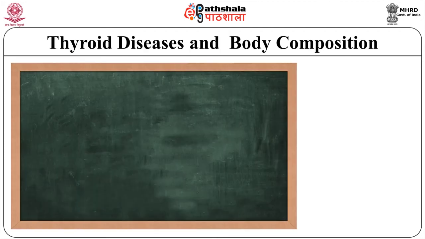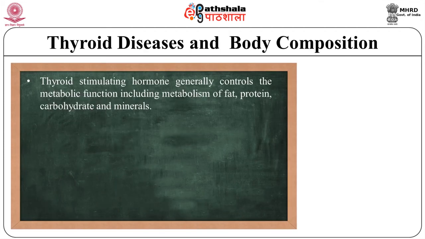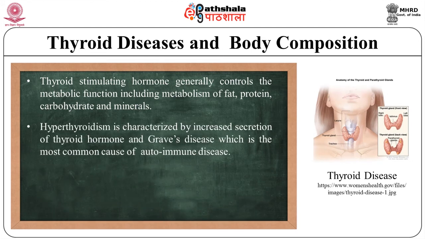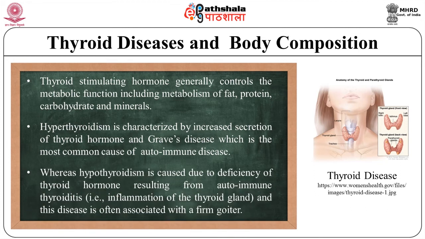Now, thyroid disease and body composition. Thyroid stimulating hormone, TSH, generally controls the metabolic function, including metabolism of fat, protein, carbohydrate and minerals. Hyperthyroidism is characterized by increased secretion of thyroid hormone, and Graves' disease is the most common cause of this autoimmune disease, Beers and Berkow 1999.